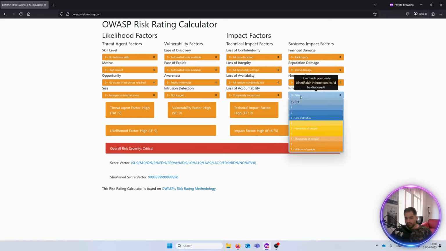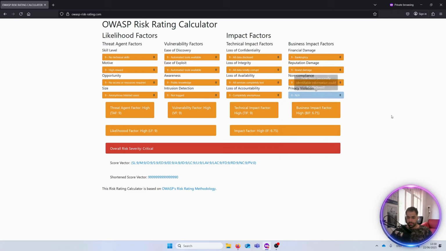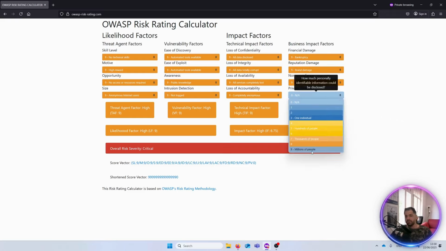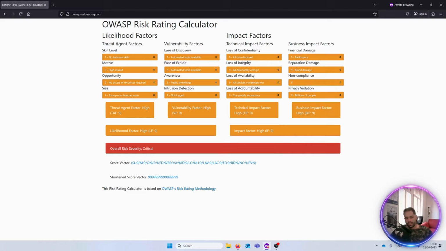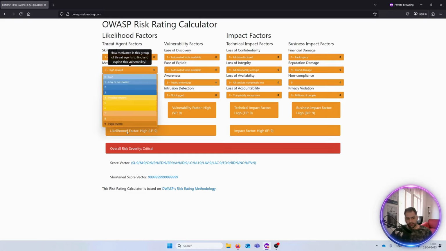And then privacy violation: you can see millions of people, or just a group of people. It really depends on the data, and let's say millions of people. And as you can see, we have selected everything high, so critical, everything is 9, critical. And now this is the factor, so this is the vector, so we can share it. And also now let's see how these numbers can change.